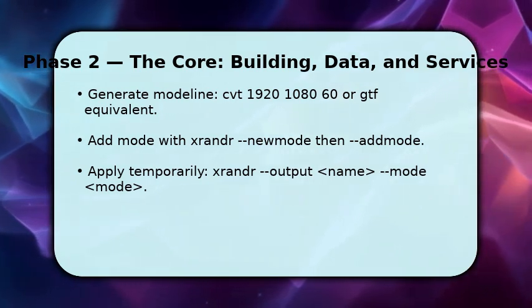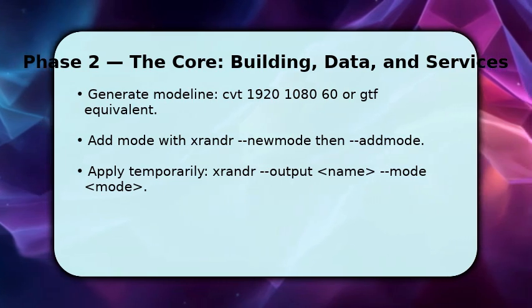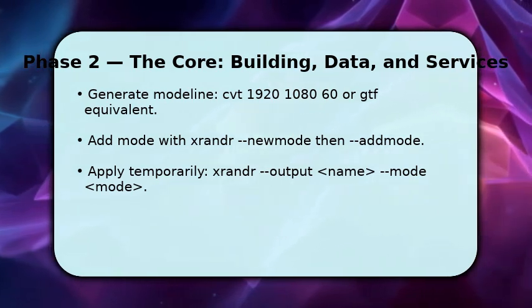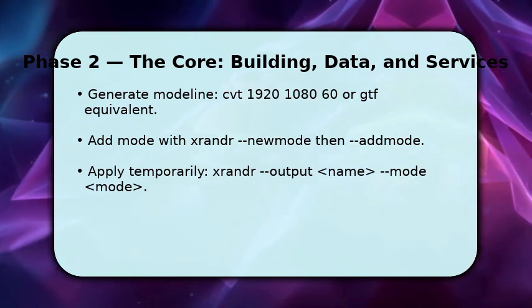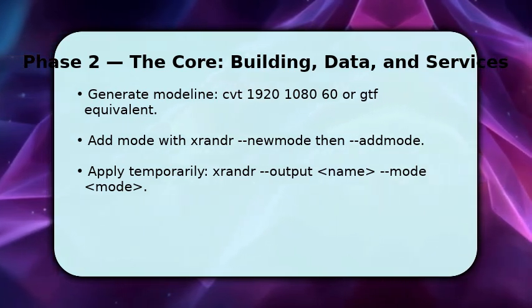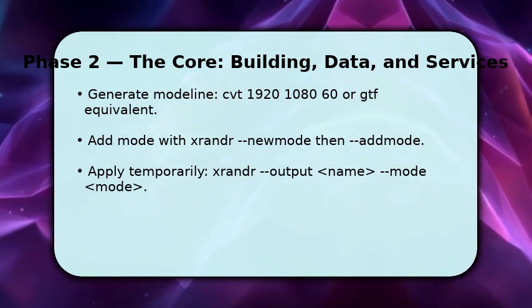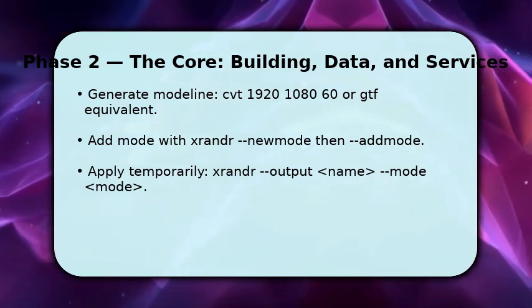Next, attach it to the display. xrandr --addmode output modename, which registers the mode for that output. Then apply it immediately with xrandr --output output --mode modename --rate 60, for example. This changes the screen now.